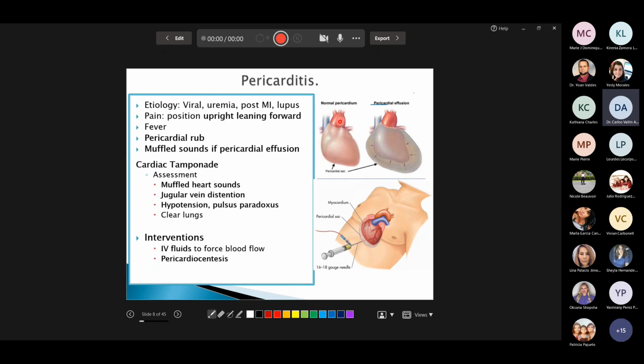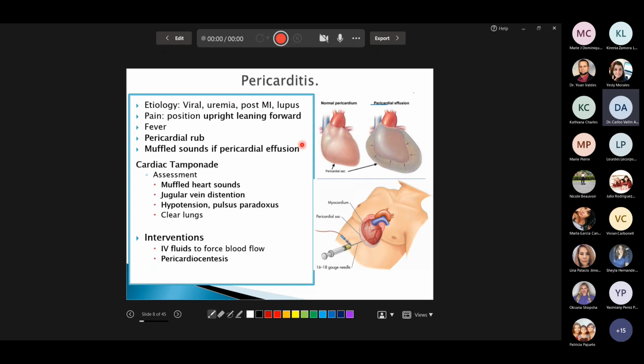So when you have this condition, neck vein distension, muffled heart sounds, hypotension, and the patient enters in shock, you have something called cardiac tamponade. Cardiac tamponade. And it is an absolute emergency. The liquid should be extracted quickly with a needle. This procedure is called pericardiocentesis.